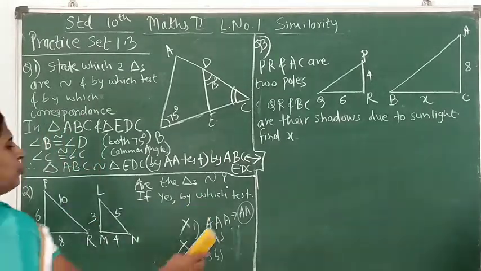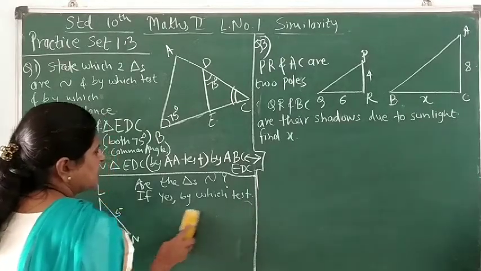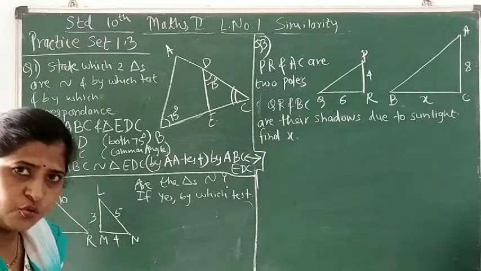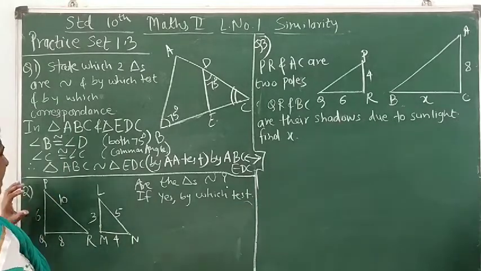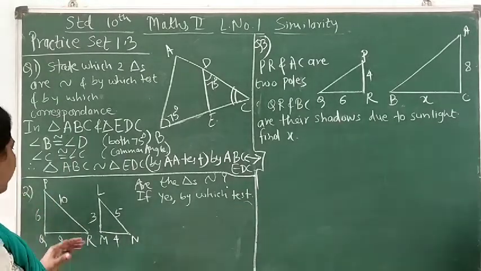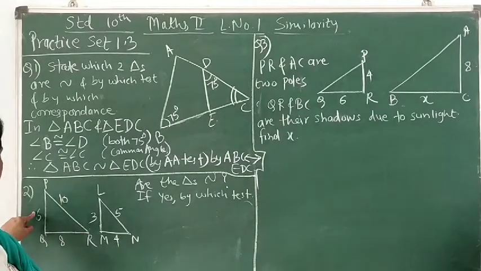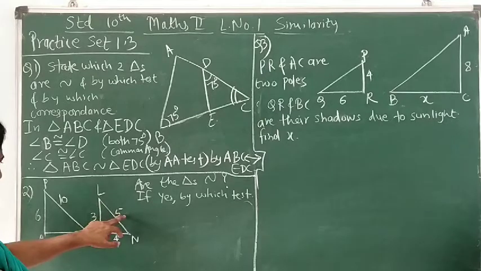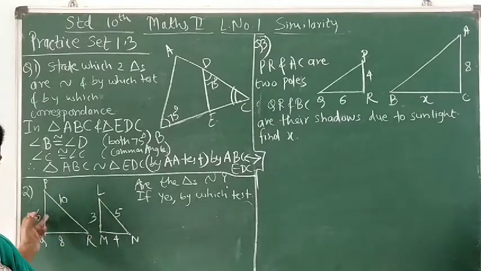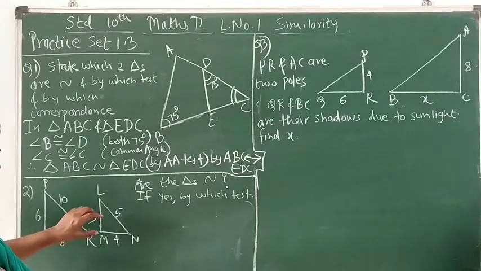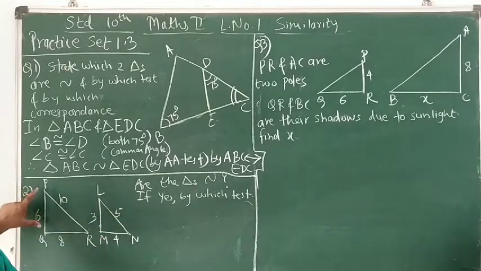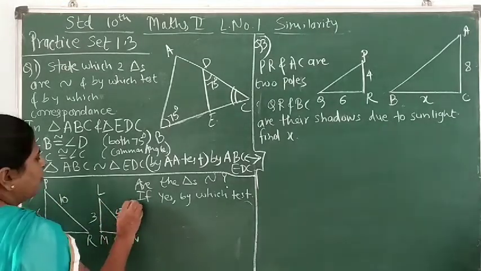So we need to check whether we can use the SSS test for checking if these two triangles are similar or not. For that, let's observe this figure first. The sides are 6, 8, 10 and 3, 4, 5. If you observe, 5 twos are 10, 3 twos are 6, 4 twos are 8. So the bigger triangle is exactly 2 times the smaller triangle. For that you have to track how you can write.